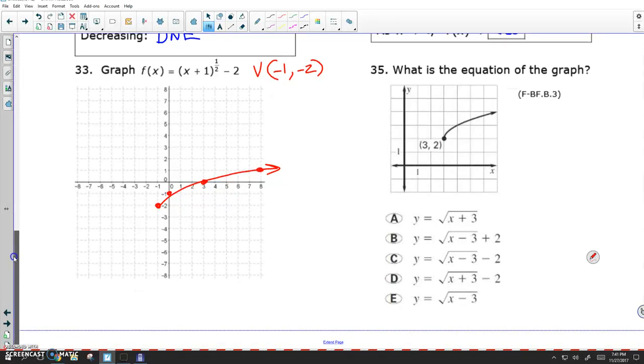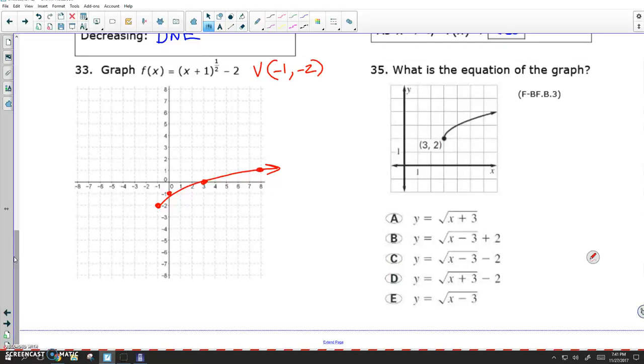And I don't think they even ask us for key features. We just had to graph it. So there's our graph. And guys, you're using graphing calculators on this test. You can't miss graphs. Type them in, trace them out, and then put the dots on there. It's pretty simple. So let's see what we got here.